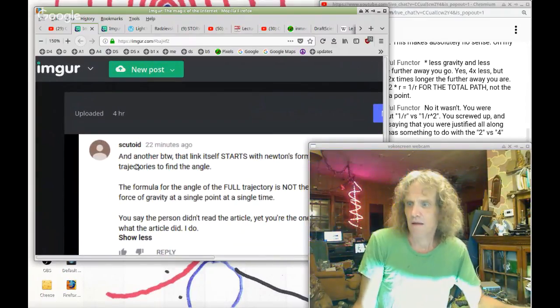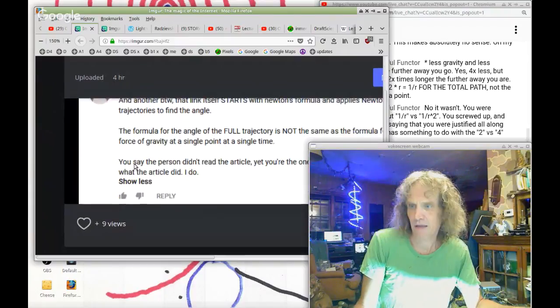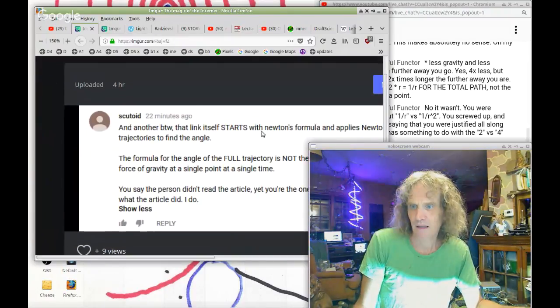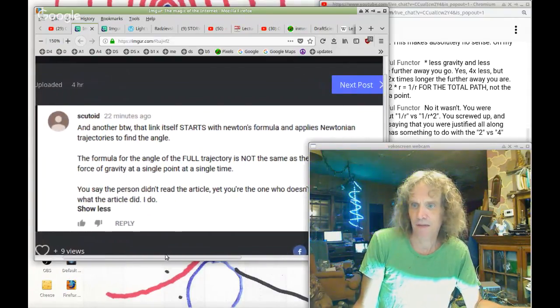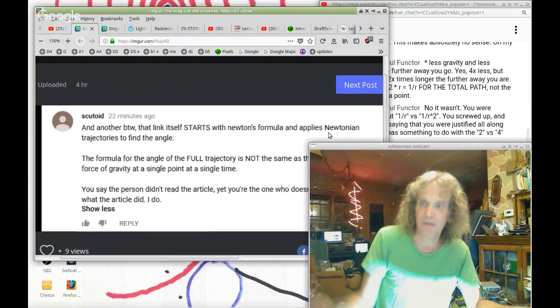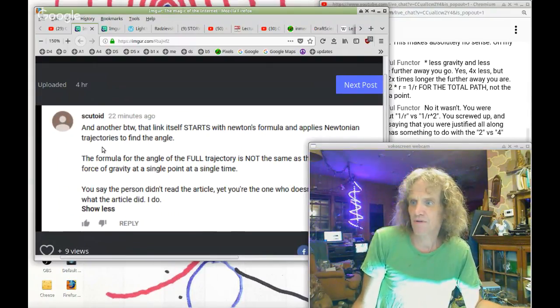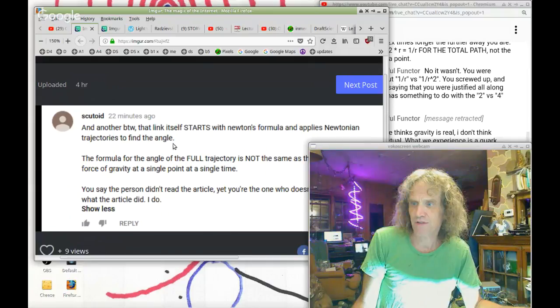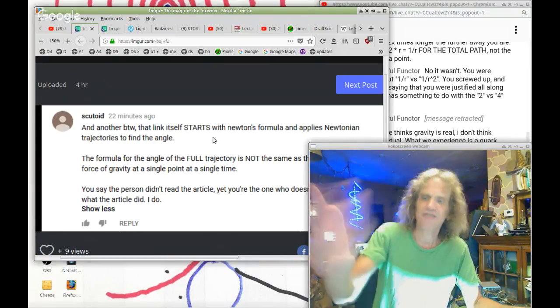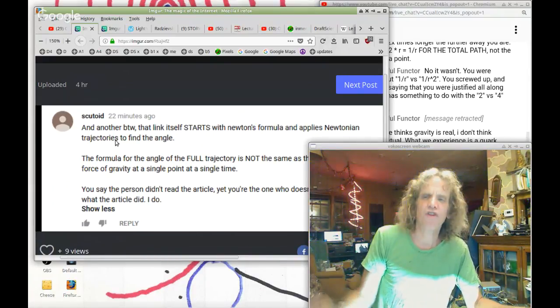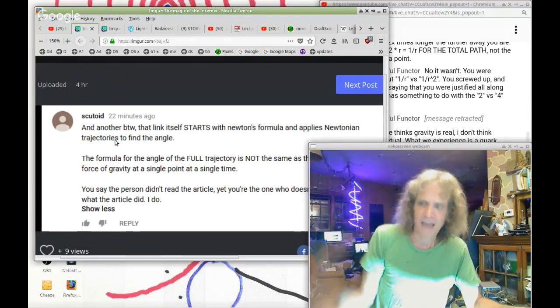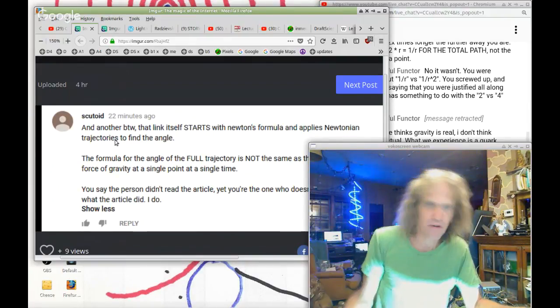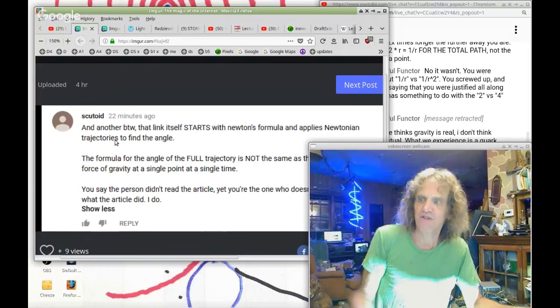All right, and another, by the way, that link itself starts with Newton's formula and applies. It doesn't even fit in the screen. These stupid image captures. He doesn't even know how to capture text, and applies to Newtonian trajectories to find the angle. Well, let's not just call them Newtonian trajectories. Let's just call them the only accurate trajectories ever calculated. Okay, they're not just Newton trajectories.